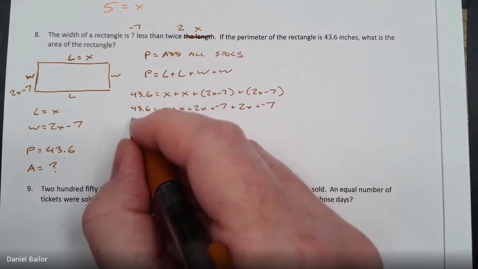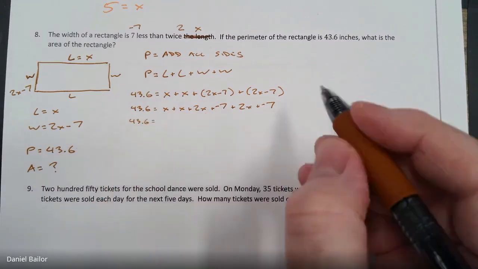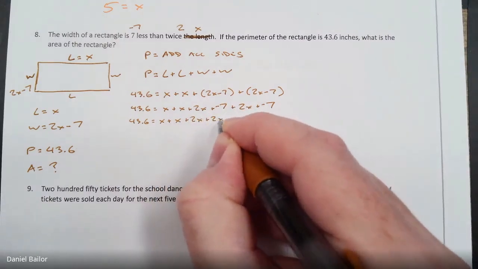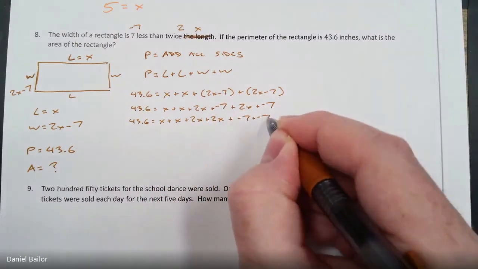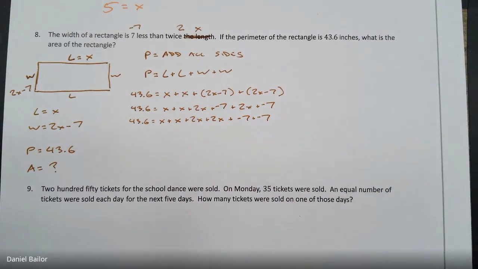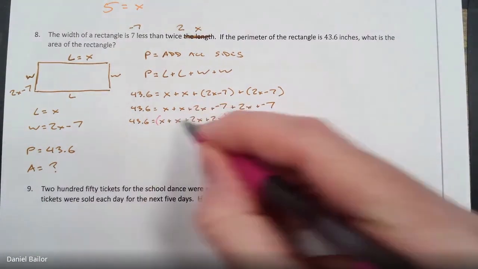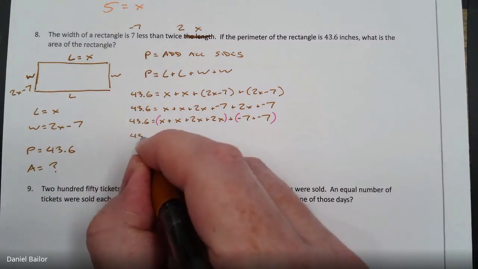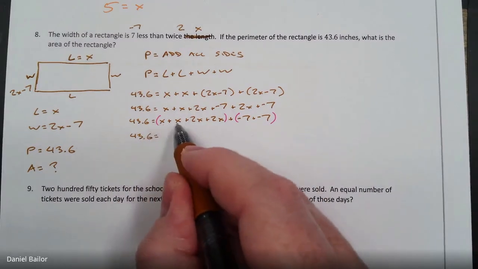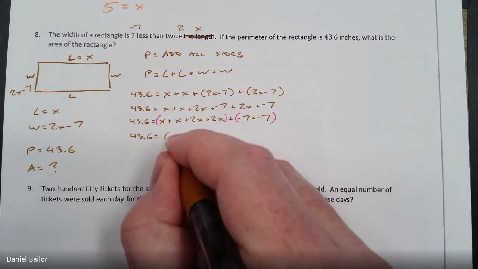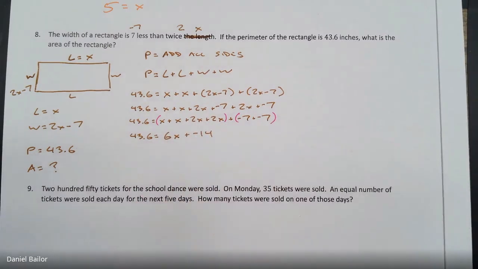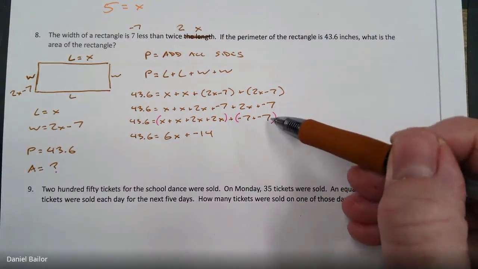I can use the commutative property to put the x terms next to each other, x plus 2x plus 2x. And I put the constants next to each other. Now I can use the associative property and add the pieces I want together because everything is addition. So I get 43.6 equals 1x, 1x, 2x, 2x makes 6x. Negative 7 and negative 7 make negative 14. We're getting closer. All I had to do was use the commutative property and the associative property.